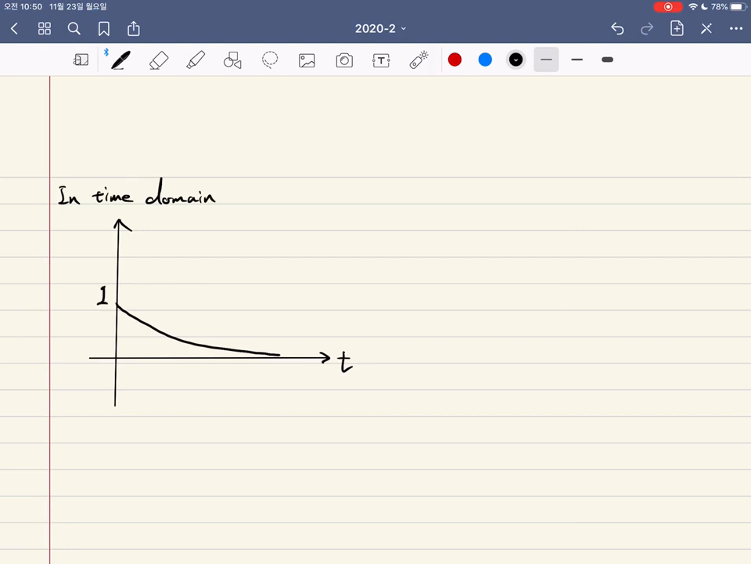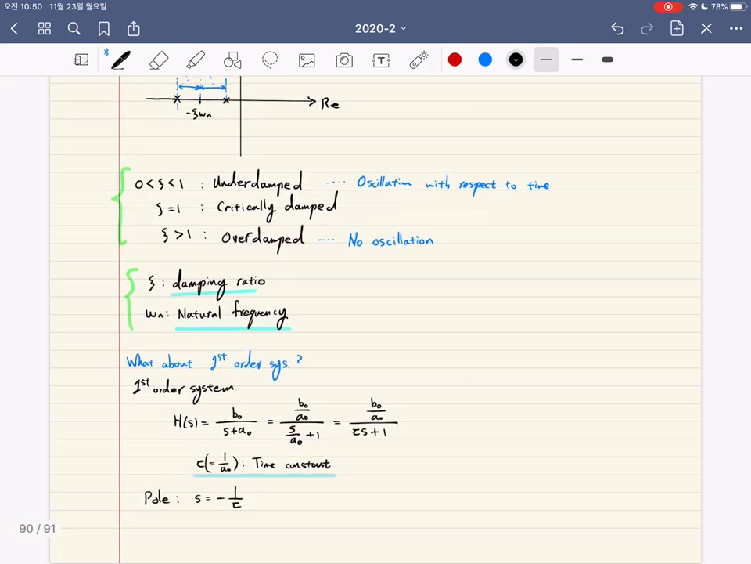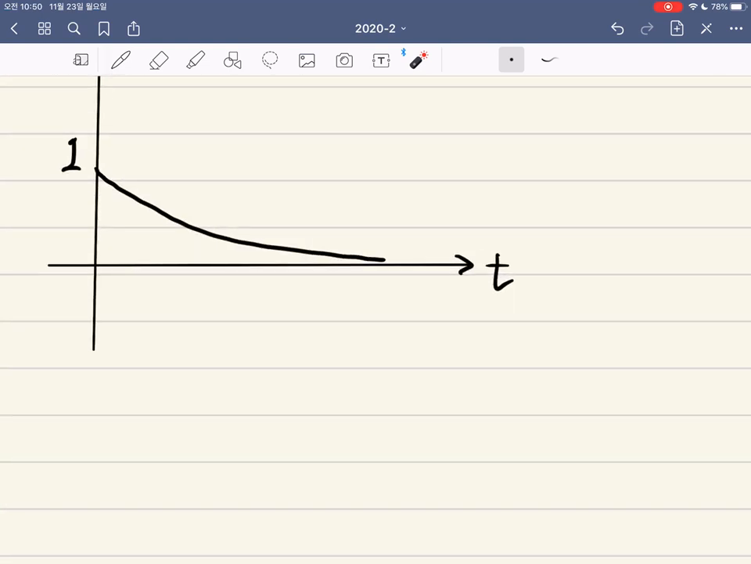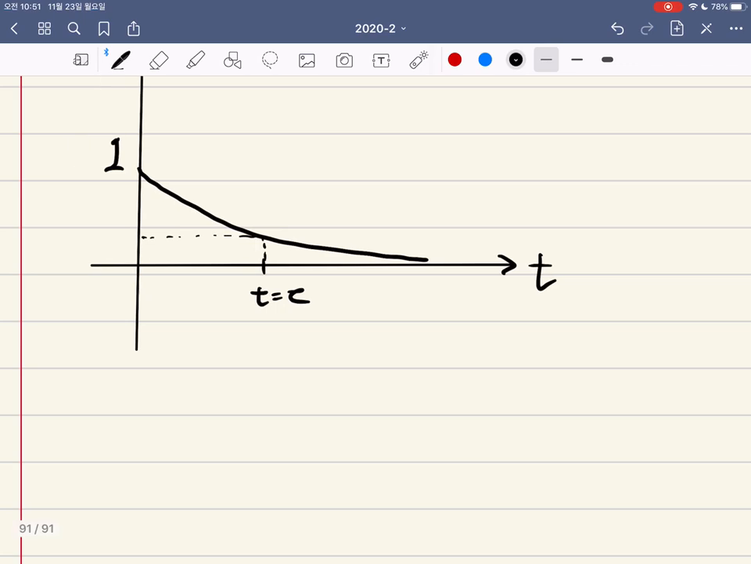So if our initial condition is 1, then if you reach tau, if t is tau, then if I may think this here is the point where t becomes tau, then at that time constant, your output will decrease to e to the minus 1, which is approximately 0.368.